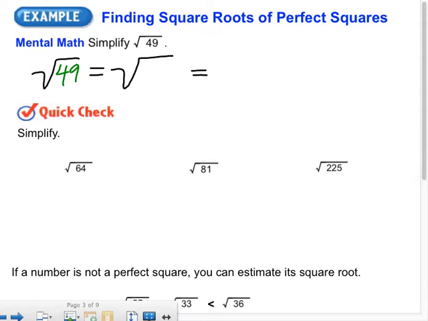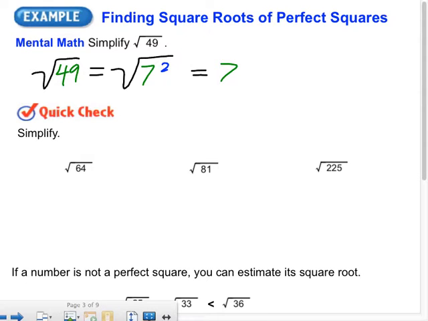So what's the square root of 49? How can I rewrite 49 so I can get something to cancel out? 7 to the second power. So if I take and rewrite 49 as 7 to the second power, my second power and my square root cancel each other out, and that just leaves me with 7. You guys remember that from yesterday?